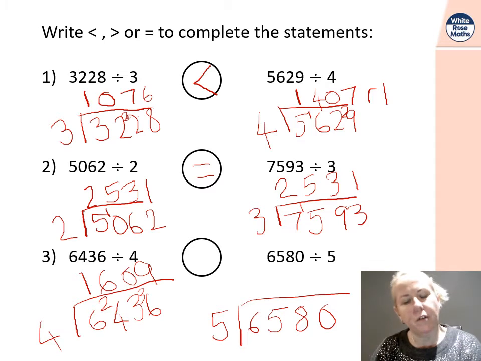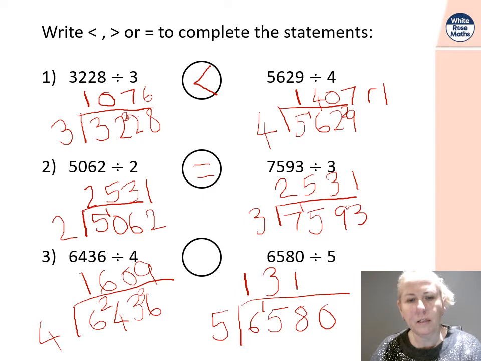So how many groups of 5 can I make from 6? I can make one full group of 5 and I had to carry 1 across. How many groups of 5 from 15? I would make 3 groups of 5, and so it's 3. How many groups of 5 from 8? I can make 1, and I'm going to be carrying 3 across. How many groups of 5 from 30? I can make 6 groups of 5.